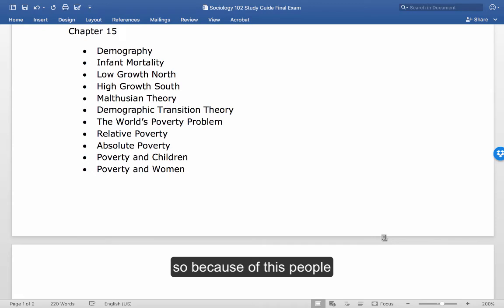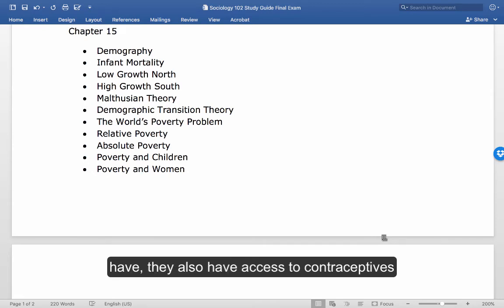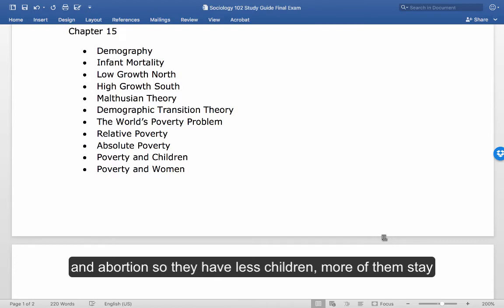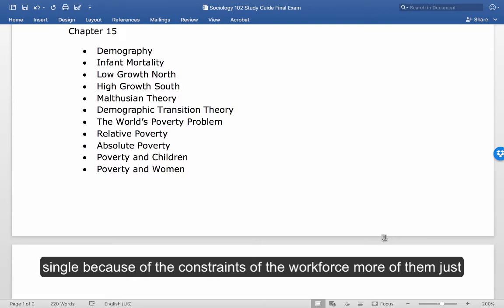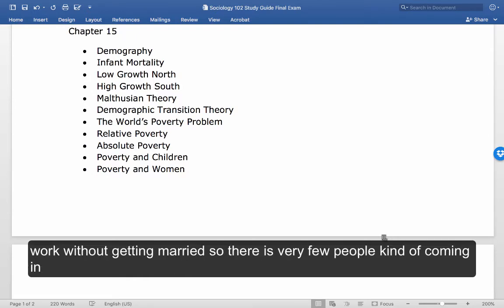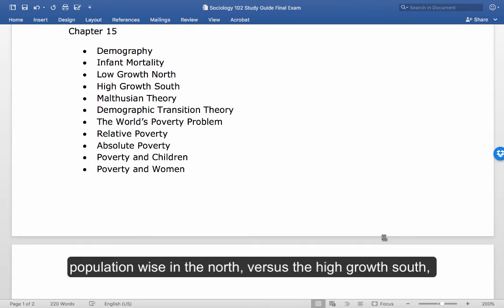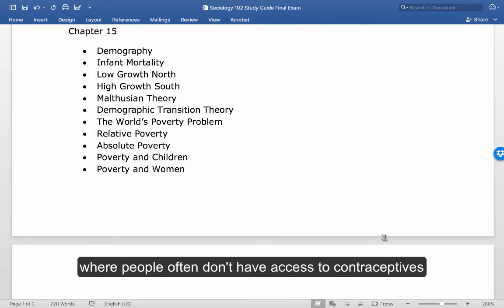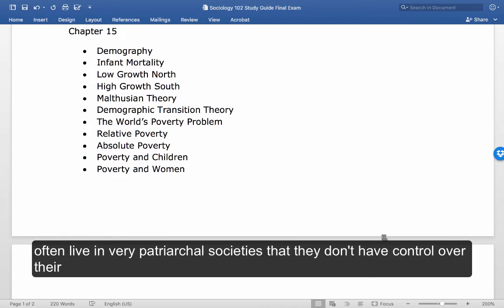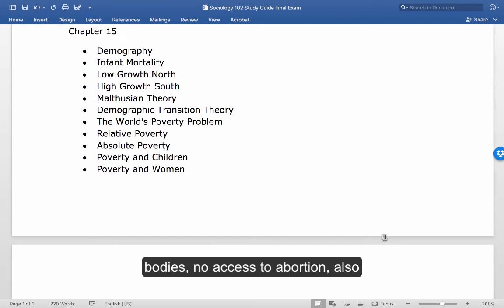So, because of this, people also have access to contraception and abortion, so they have fewer children. More of them stay single because of the constraints of the workforce. More of them just work without getting married. So there are very few people coming in population-wise in the north, versus the high-growth south, where people often don't have access to contraceptives. Women often live in very patriarchal societies where they don't have control over their bodies and no access to abortion.